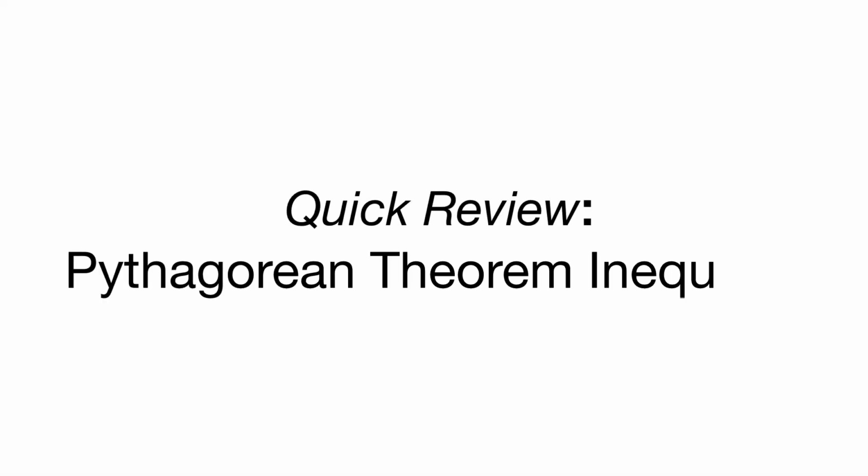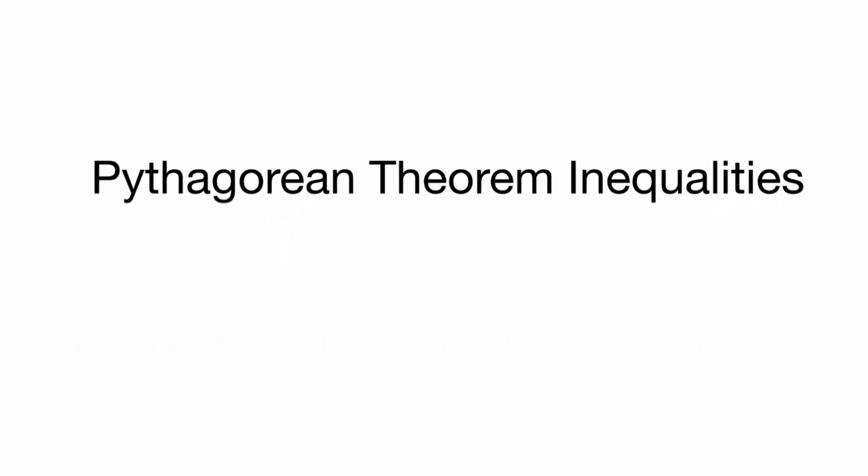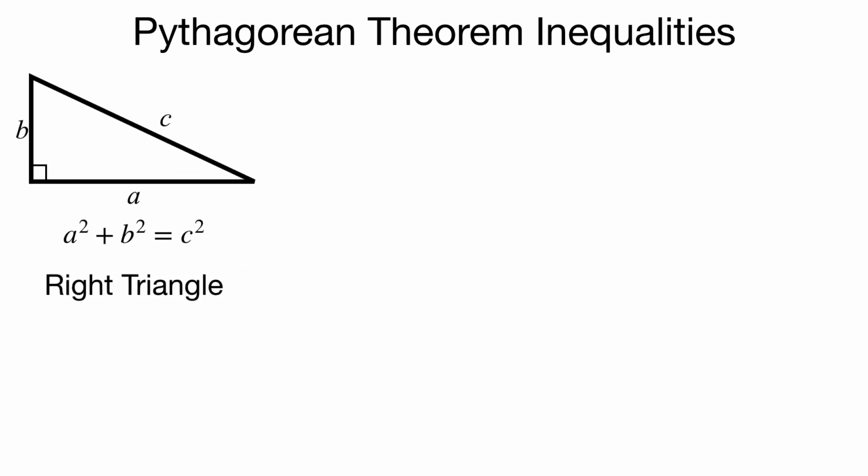Here is a quick review on Pythagorean Theorem Inequalities, or how you can tell if triangles are right, acute, or obtuse. Hopefully we know what the Pythagorean theorem is: a squared plus b squared is c squared, with c being the hypotenuse. If you don't know what that is, you can review my video on the Pythagorean theorem. But in this video, we want to explore what happens if a squared plus b squared is smaller than c squared, or what if it's bigger than c squared.